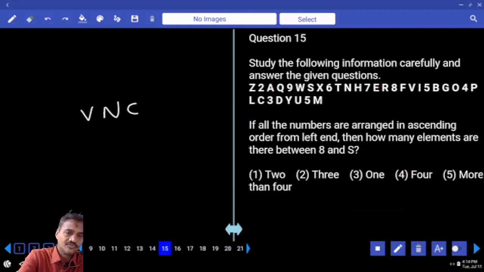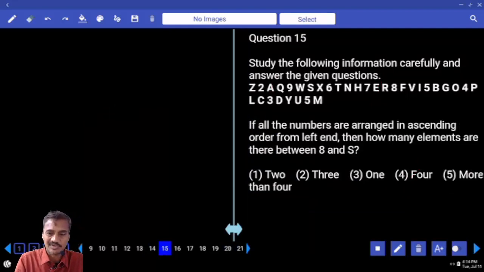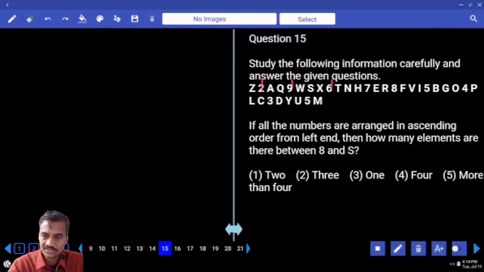And 15: if all the numbers are arranged in ascending order from the left hand side, then how many elements are there in between S and S? Now the question is about S and S. First, all the numbers are arranged in ascending order. How many numbers do you have altogether? 6, 7, 8.